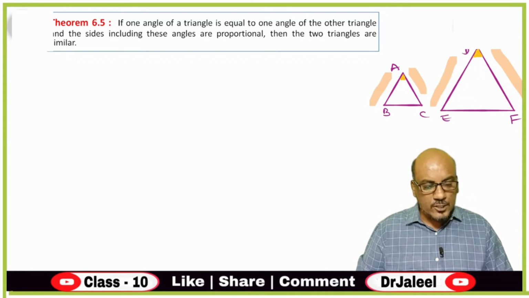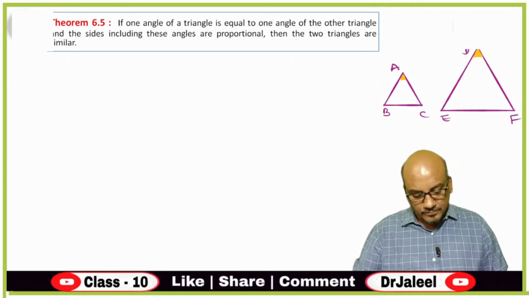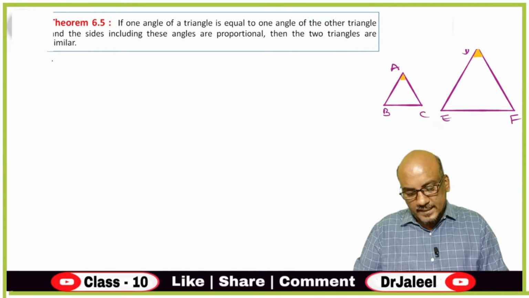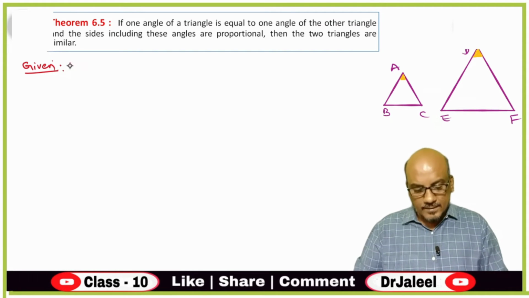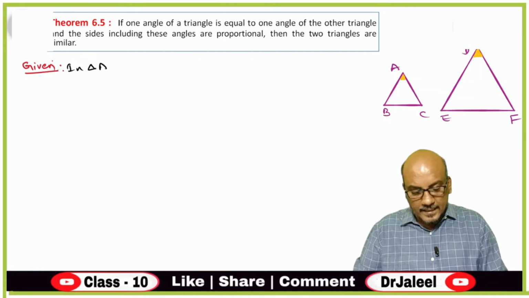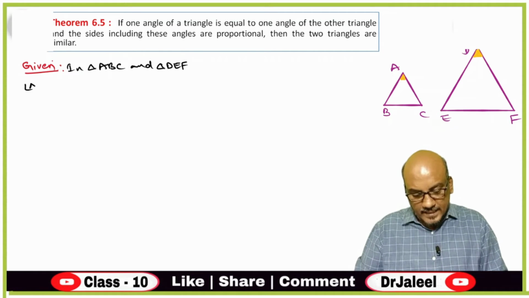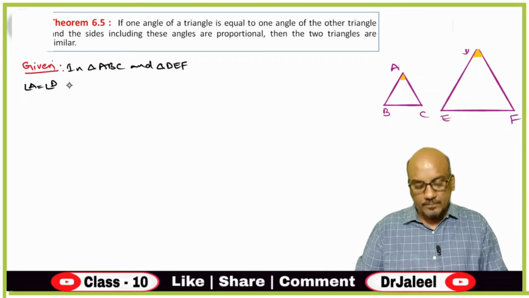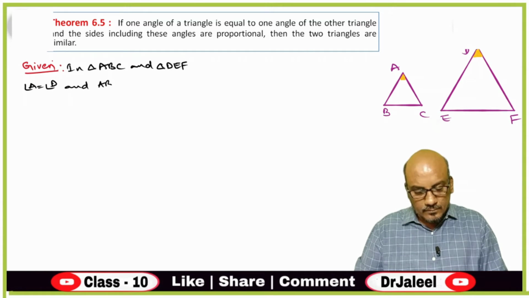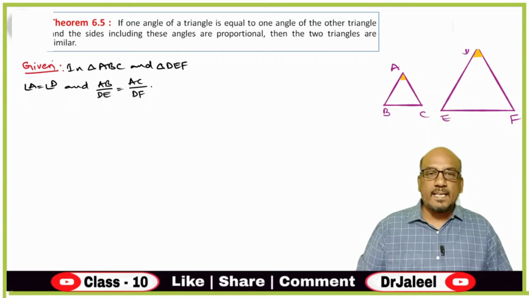So first let us mention these as given. I am writing here, given. So what is given, children, here? In triangle ABC and triangle DEF, in both the triangles he gave that angle A is equal to angle D, and also AB by DE is equal to AC by DF. Angles are equal and their included sides are proportional.